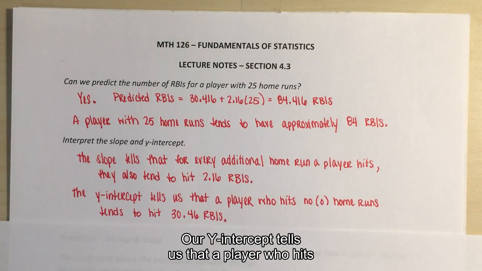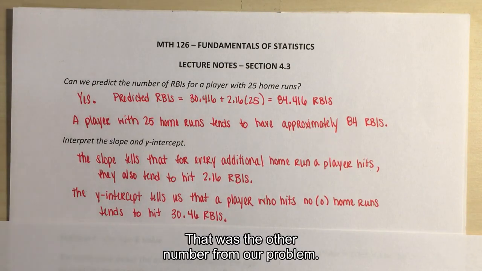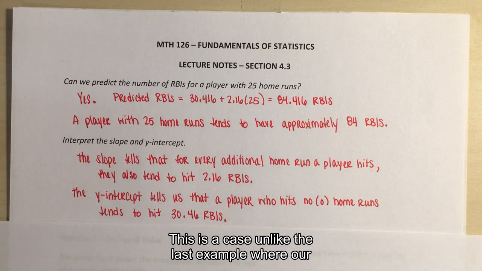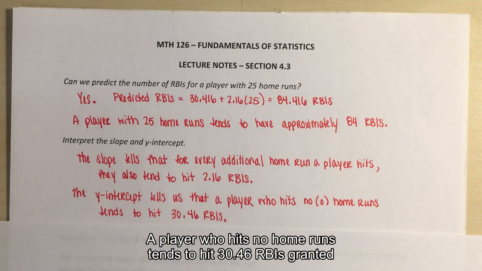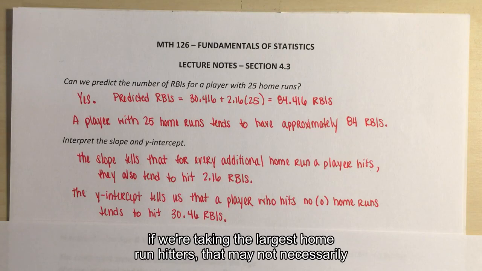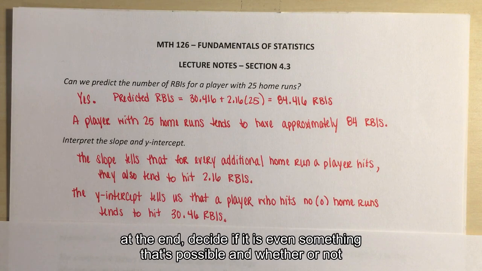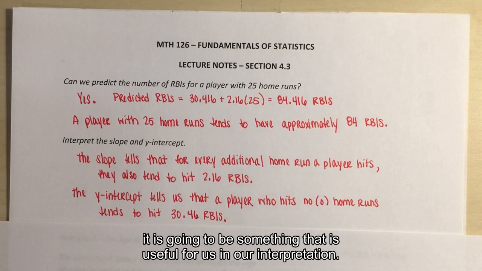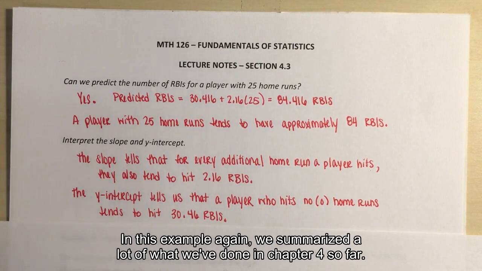Our y-intercept tells us that a player who hits no home runs tends to hit 30.46 RBIs. So that was the other number from our problem. Right? This is a case, unlike the last example, where our y-intercept could potentially be useful information. A player who hits no home runs tends to hit 30.46 RBIs. Granted, if we're taking the largest home run hitters, that may not necessarily be the case. So we just kind of want to take a look at our y-intercept at the end, decide if it is even something that's possible, and whether or not it is going to be something that is useful for us in our interpretation.